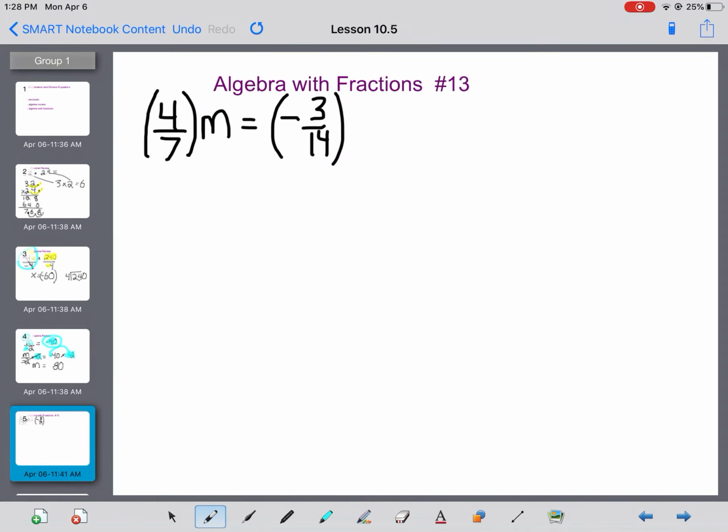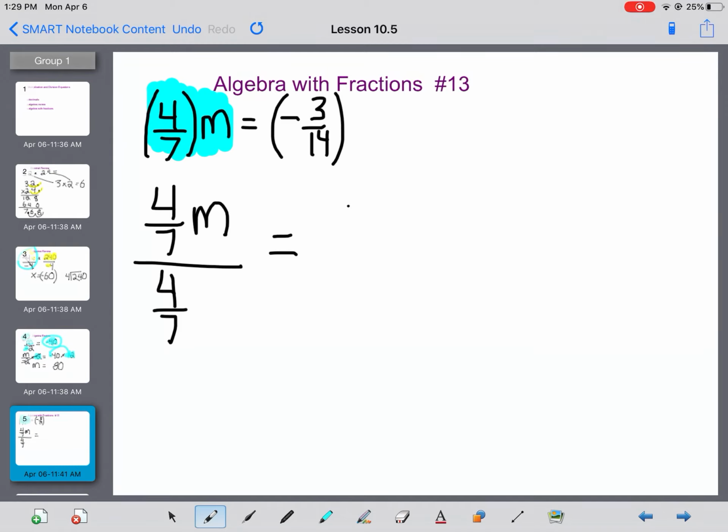Now we're going to make it a little bit more interesting by throwing fractions into the equation. So the same steps apply. We're not going to change the steps. It just gets a little bit more messy because we're working with fractions. So over here, we have 4/7 times m. I'm going to think to myself, well, if I have 4/7 times m, how do I get m by itself? Well, the answer is to divide by 4/7.